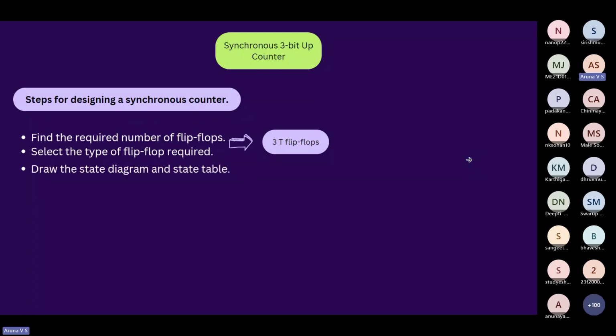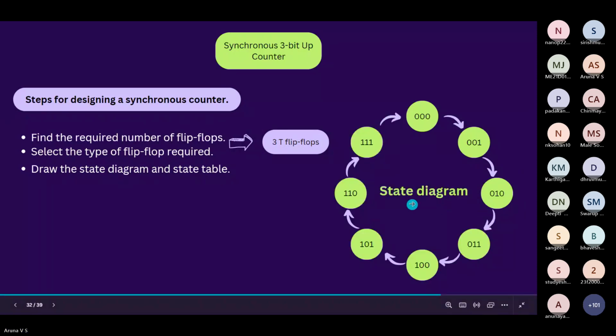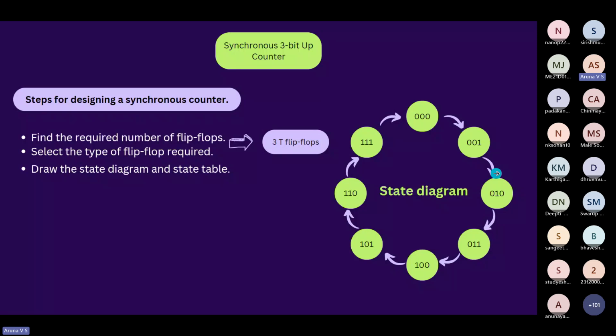And the second thing is drawing the state diagram. The state diagram means we should be drawing the next states and previous states. Like we'll be counting from 0 and it goes to 1 and 2, and 3 and so on. So this is the state diagram. And the state table, I'll be explaining next.